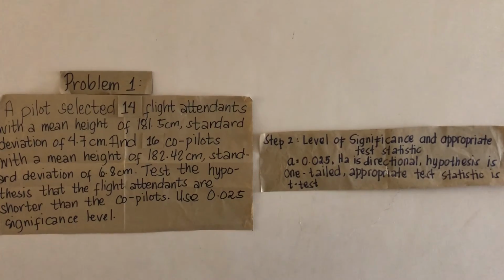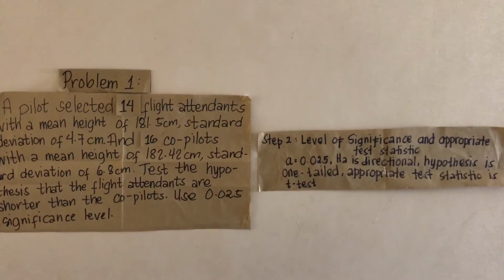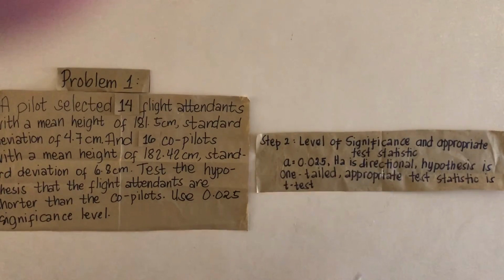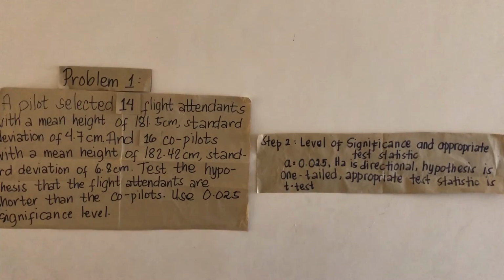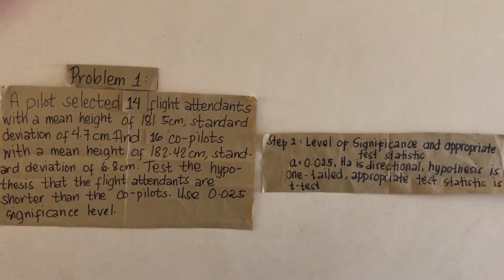Step 2. Identify the level of significance alpha and the appropriate test statistic. Level of significance is 0.025. HA is directional because it is one-tailed. Then the appropriate test statistic used is t-test because the sample sizes 14 and 16 are less than 30.